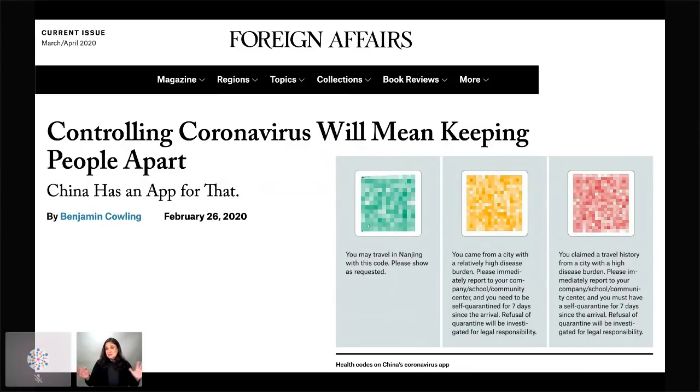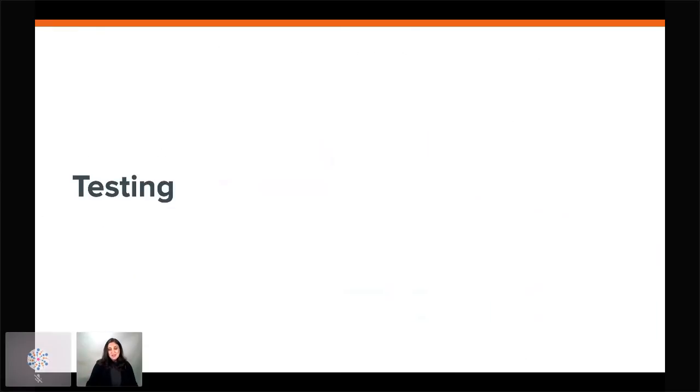Isolation just means, you know what? We don't know if you have it, but we're not going to let you get out because you're close to other people who might have it. And they built apps for this kind of thing so that you couldn't travel around China without this code and enter different provinces. That brings us to one of the most important things, and that is testing.